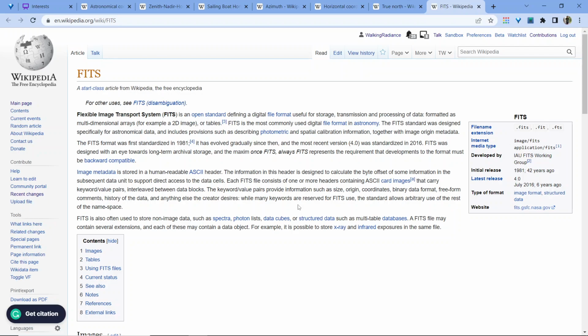The FITS standard was designed specifically for astronomical data and includes provisions such as describing photometric and spatial calibration information together with image origin metadata. The FITS format was first standardized in 1981. It has evolved gradually since then, and the most recent version 4.0 was standardized in 2016. FITS was designed with an eye towards long-term archival storage, and the maxim, once FITS, always FITS, represents the requirement that developments to the format must be backward compatible.